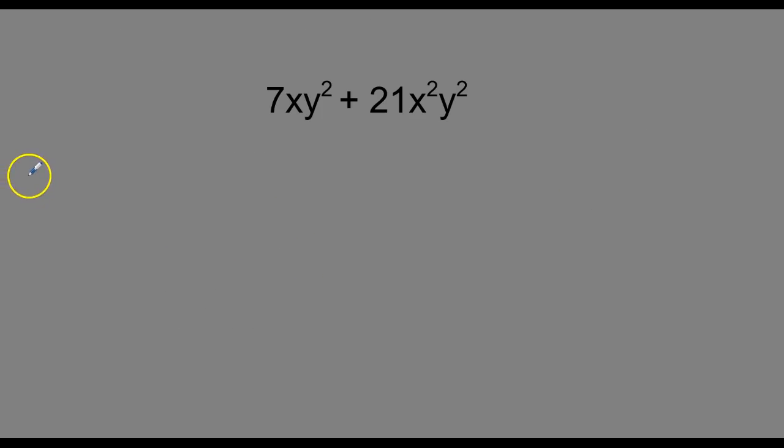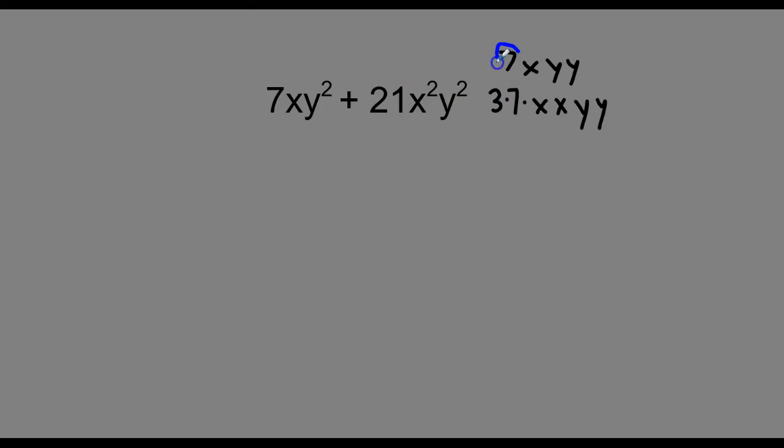Let's try another one real quick. So 7xy squared plus 21x squared y squared. Let's see here. I'll do this kind of the same way, and I'll try to do it a little quicker. So 7, x, y, y, and 21 is really 3 times 7 times x, x, y, y. So let's find our greatest common factors here.